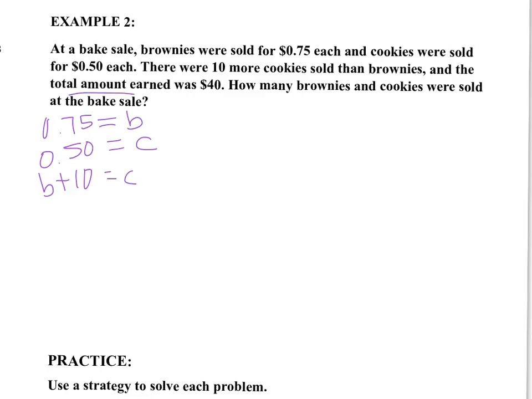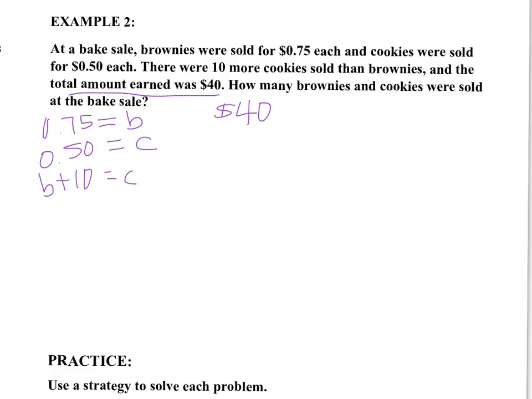Now, since we know the total amount they made was $40, we need to figure out how many brownies were sold and then how many cookies were sold at the bake sale. We could use different strategies to solve, so we could use a guess and check method, or we could use a working backwards method. Either way, we should end up with about the same solution.